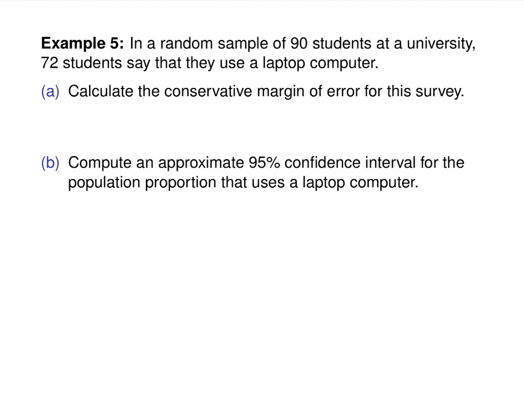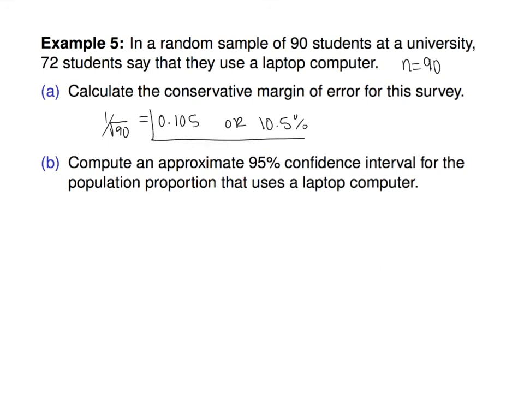In a random sample of 90 students at a university, 72 students say that they use a laptop computer. So calculate the conservative margin of error for this survey. So your sample size was n equals 90. So your margin of error is 1 over root 90, which is equal to 0.105, or 10.5%. And that one didn't specify how to give your answer, so either one's okay.